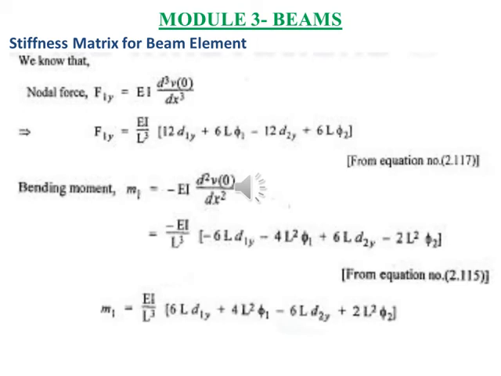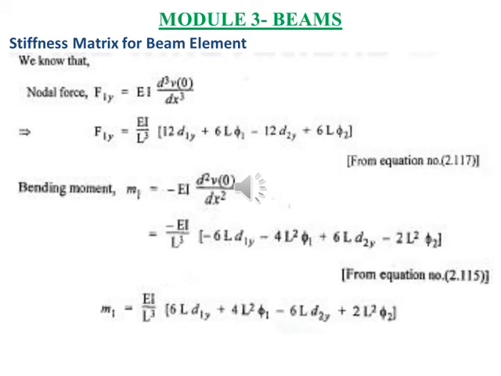So we know that nodal force F of 1y is equal to EI into d cube mu of x by dx cube. So F of 1y is equal to EI by L cube into 12 d1y plus 6L phi 1 minus 12 d2y plus 6L phi 2. So from equation 2.117 I have deduced this.